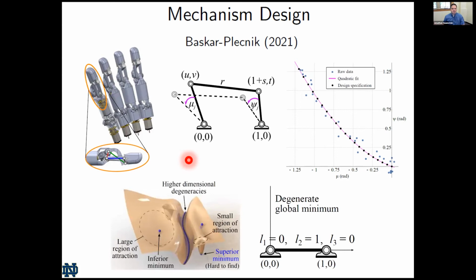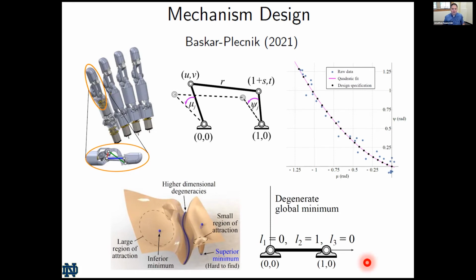And now here comes the difficulty, which happens often in practice, is these degeneracies. This has a degeneracy. If this link length is 0, then this angle and this angle are independent of each other. And so they can be anywhere they want to be. And in particular, they can fit this data as accurately as you want. And so if you just use a standard optimization solver, you're going to get this degenerate global minimum, and that's not very practical.